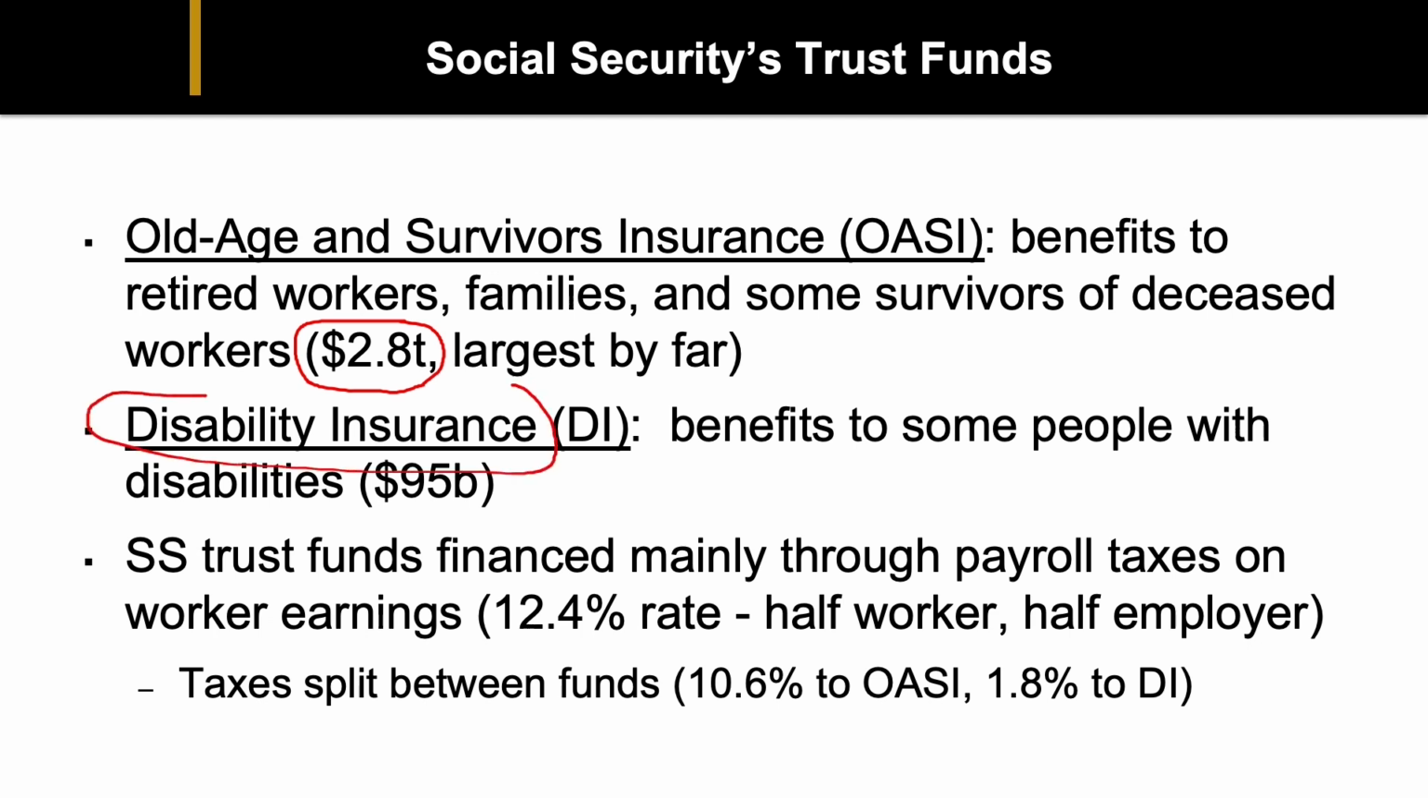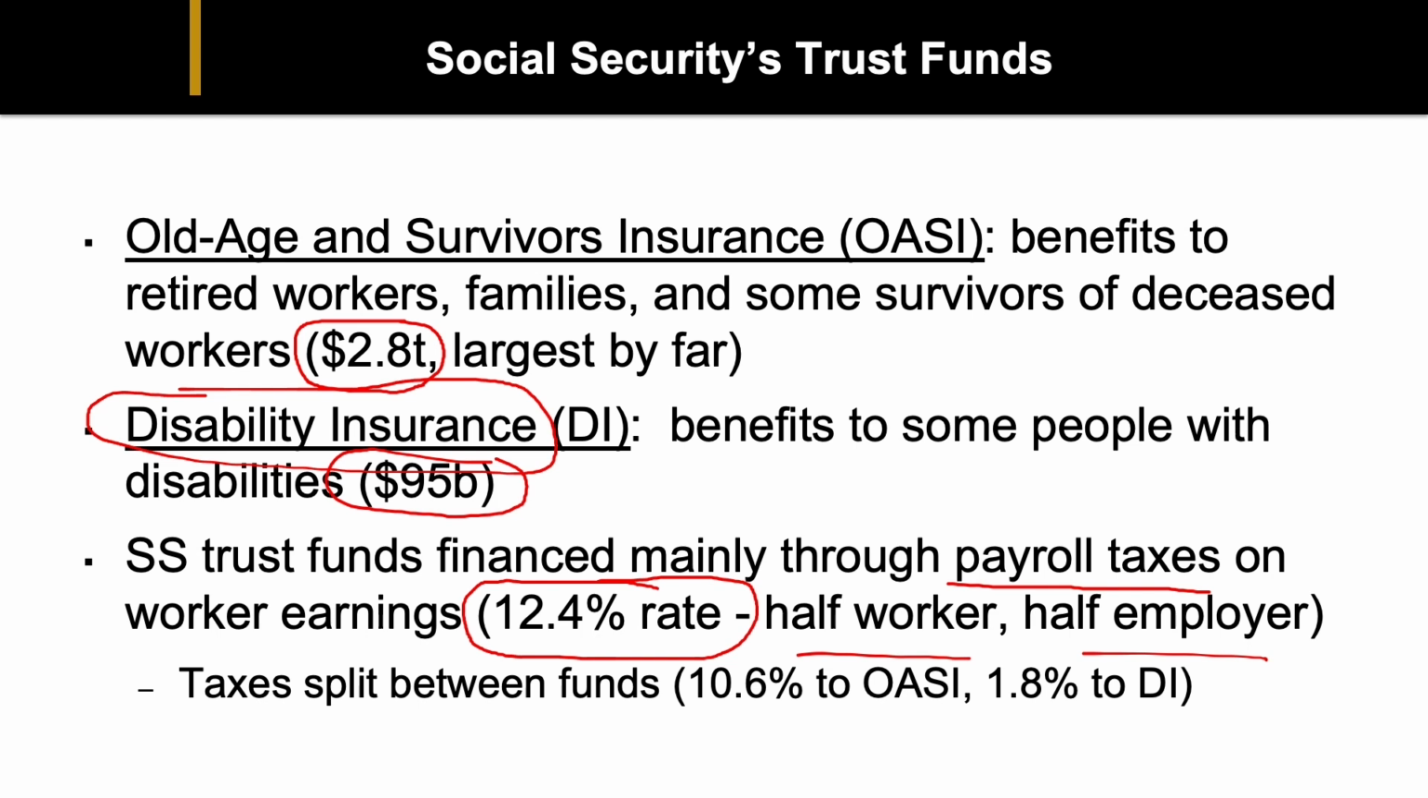Disability insurance is available to some people with disabilities. That has about $95 billion in it. Now, both these trust funds are financed through the same payroll tax on worker earnings. So you'll look and see that in your paycheck, there's this 12.4% payroll tax. Half of it's paid by the worker, so it'll show up as 6.2% in your paycheck. Half of it's paid by the employer.